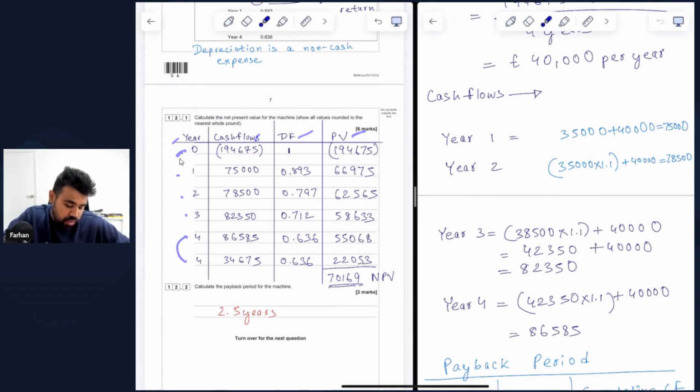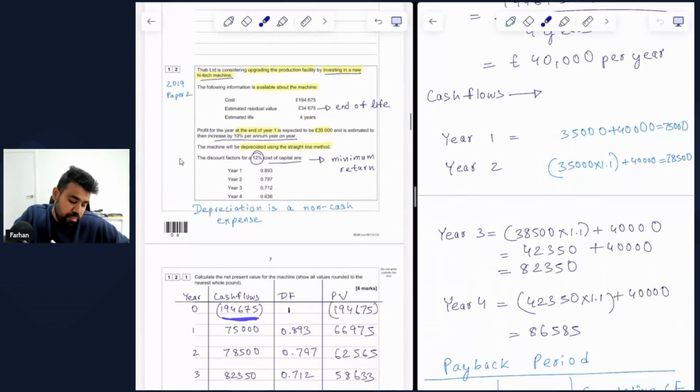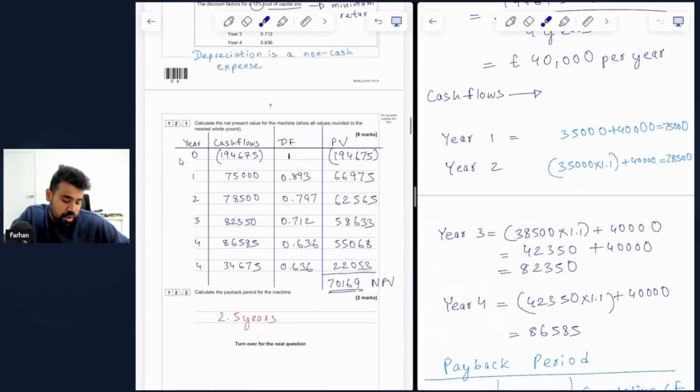One is for the cash flow that we have found by adding the profit with the depreciation, and the other is the cash flow that refers to the salvage value or the residual value or the disposal proceeds at the end of the useful life of year four. So in year zero, we have shown the cash flow to be negative 194,675. This refers to the purchase price that will be paid for the machine, which is the cost, because if you're paying for the machine, it is a cash outflow, and cash outflow means that it's a negative cash, obviously. So that is why we are showing the amount in negative to reflect that this is an investment.